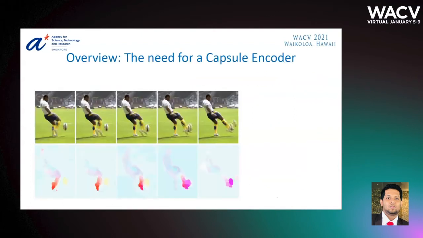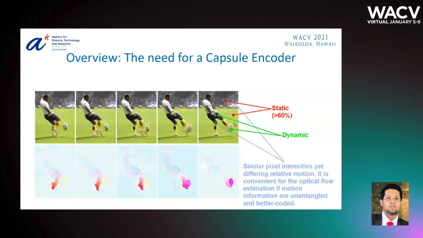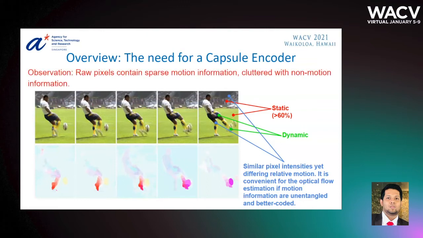Why do we need a capsule encoder for optical flow estimation? The estimation task becomes complex since the inputs are raw pixel intensities. Raw pixels often contain sparse motion information cluttered with non-motion information. Also, pixels at various spatial locations with similar intensities may have different relative motion. Therefore, optical flow estimation is more convenient if motion information is unentangled and better coded.